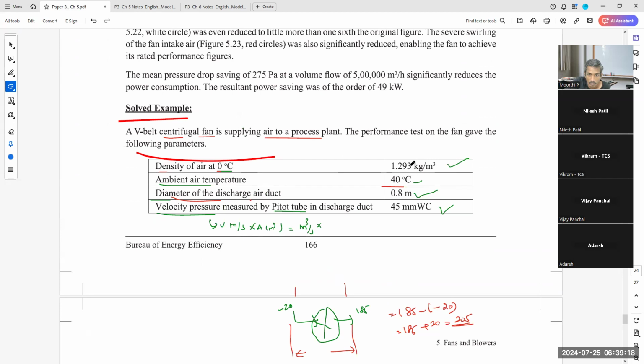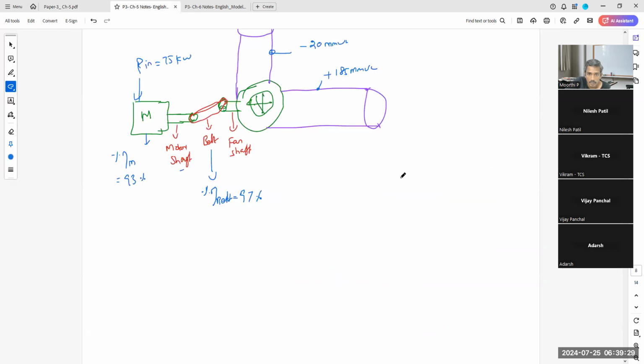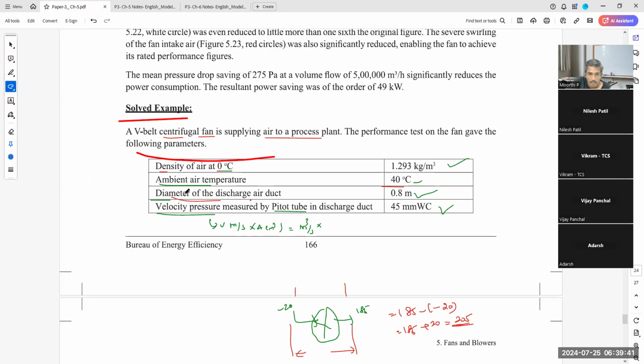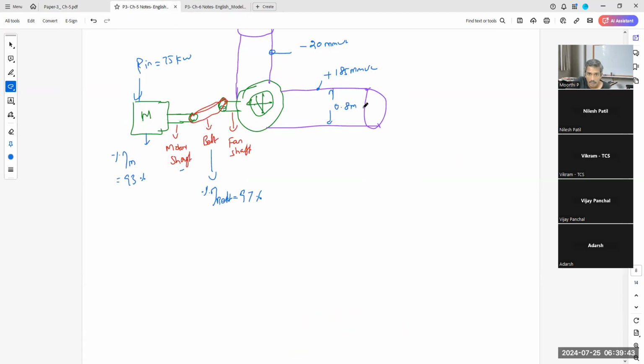Air density 1.293 at 0 degree. Ambient air temperature 40 degree Celsius. Diameter of duct 0.8 meter. Ambient temperature 40 degree, here 40 degree.